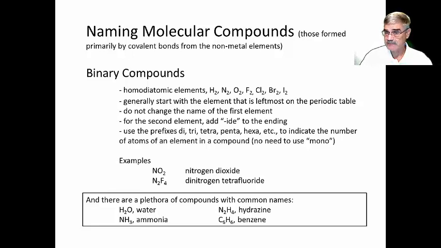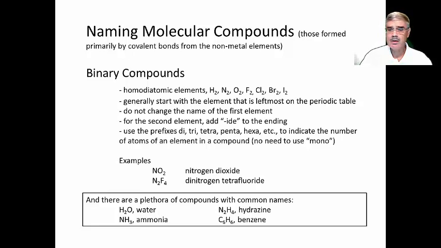So these are the rules, not very difficult, for naming molecular compounds, especially those that involve only two different elements, what we call binary compounds. Later on, we'll talk about much more complicated molecules in organic chemistry and more complicated naming systems, but this will get us through a great deal of general chemistry.